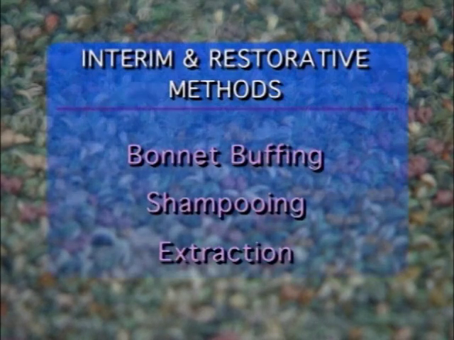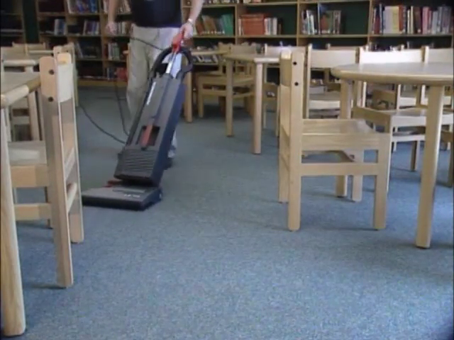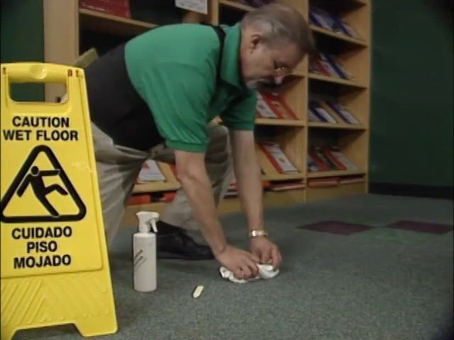The interim and restorative maintenance methods for carpeting are bonnet buffing, shampooing, and extraction. Practicing the daily carpet care methods of vacuuming and spot removal are essential in protecting the condition and life of the carpeting as well.